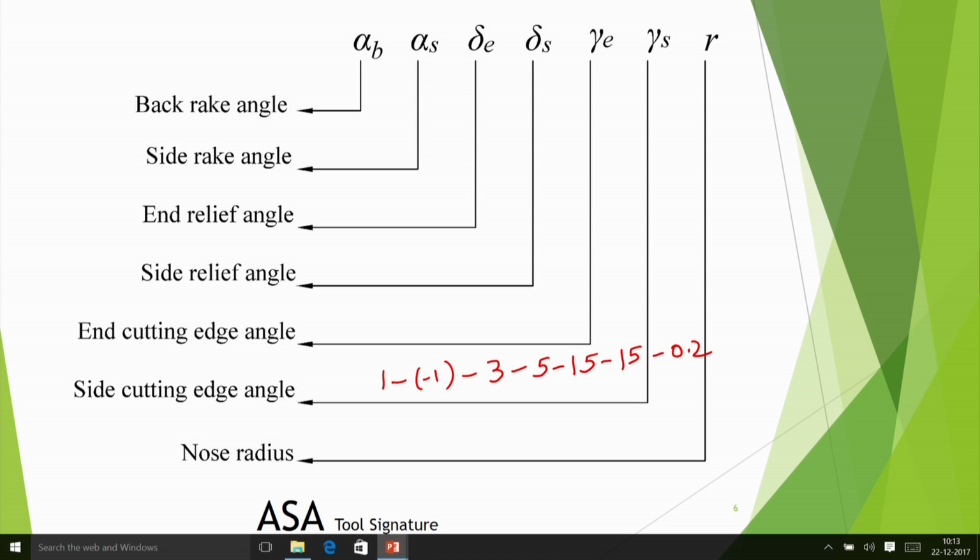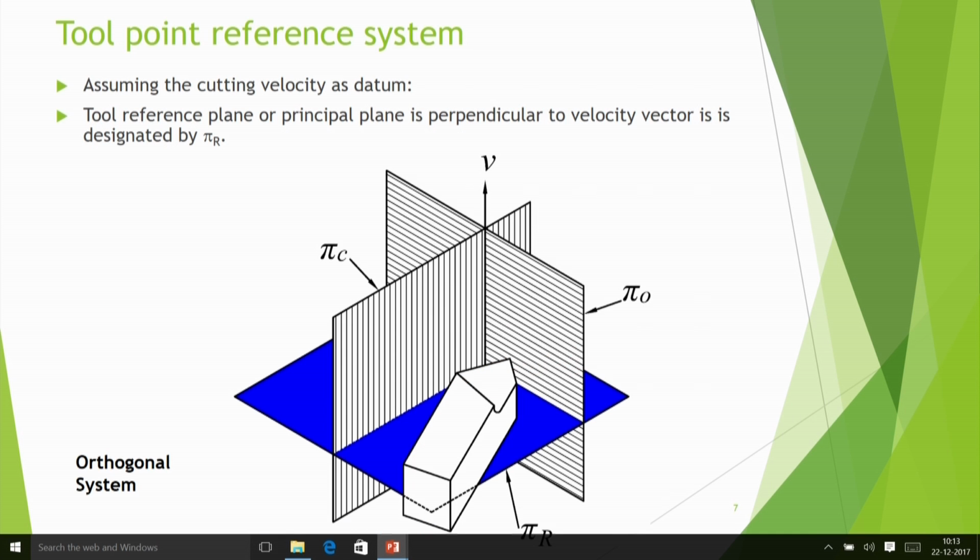Now I am coming to the next one. But the ASA tool signature system is not the only one. There are other systems also, and there are 3 more popular systems. We must discuss them, because researchers may find it convenient to use another type of tool point reference system, because it tells nicely how the chip is flowing in a particular plane. And this one is a more convenient American system from the machine point of view, because one plane is in the feed direction, and the other plane is in the cutting direction, like that. So in general we will understand.